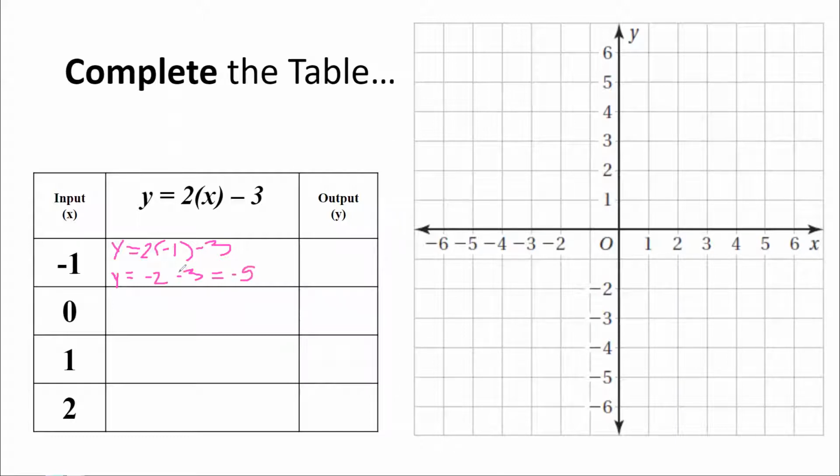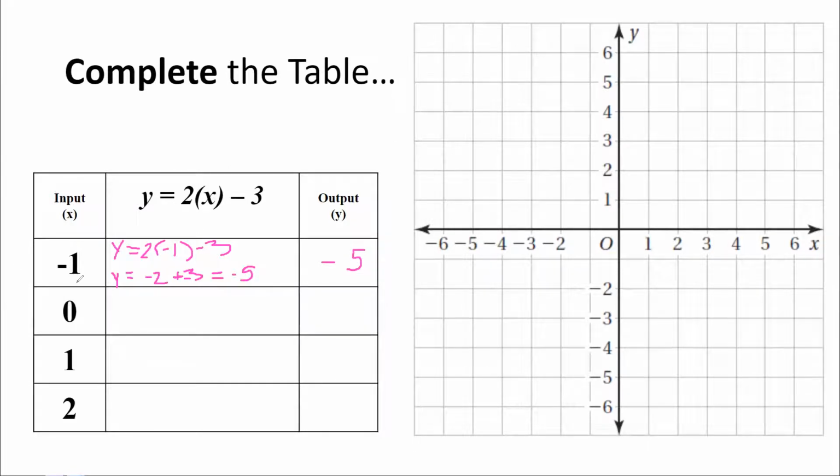That's because I KCO'd, so I kept my first number, I changed my subtraction to addition, and then I did the opposite of the second number. So it was a +3, now it's a -3. Now we've got -2 plus -3, which is obviously -5. And so that's going to be our output. That's what we ended up with.